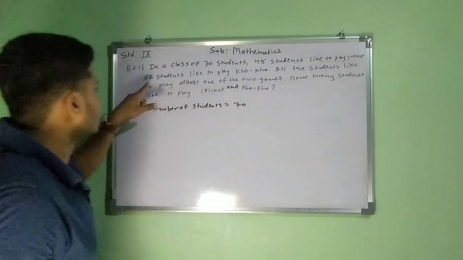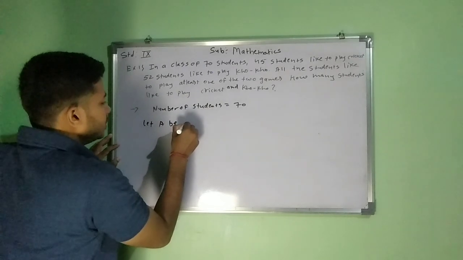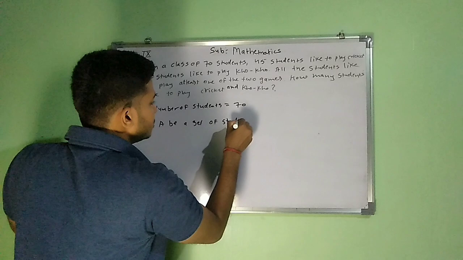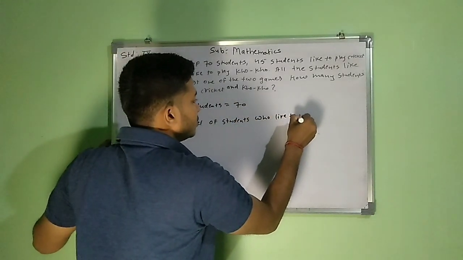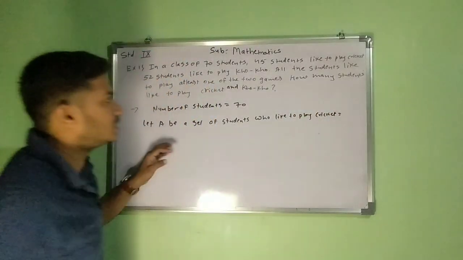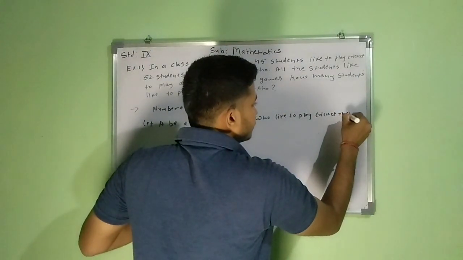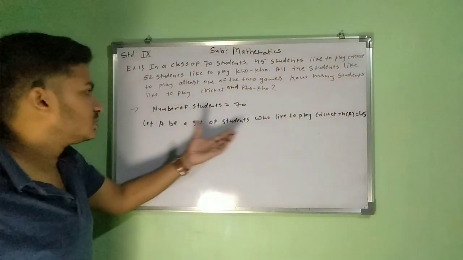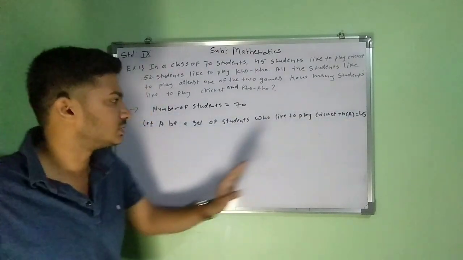Whatever students like to play cricket. Let A be a set of students who like to play cricket, and the number is given, that means 45 students. So we can write n of A is 45. The number of elements in set A is 45 students.